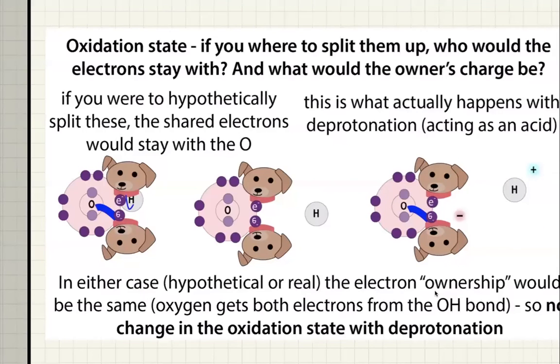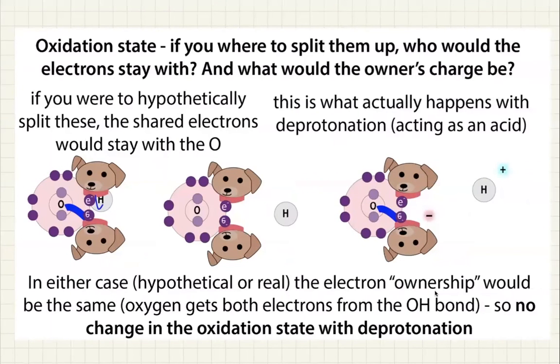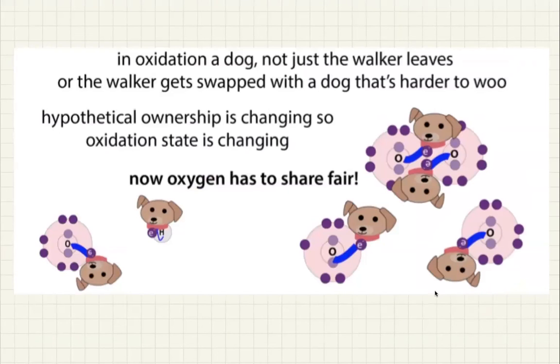So if you want to go back to our dog analogy, you could think that deprotonation is kind of like the dog staying and the dog walker leaving. Whereas if you had oxidation, what would actually happen is that the hydrogen would have to leave with the dog walker, or you would have to switch to a dog walker that is better at wooing you. So an oxygen would have to go from having a bond to a hydrogen, where it can keep the electrons if they were to split, to having a bond to another oxygen where it would have to share them fairly.